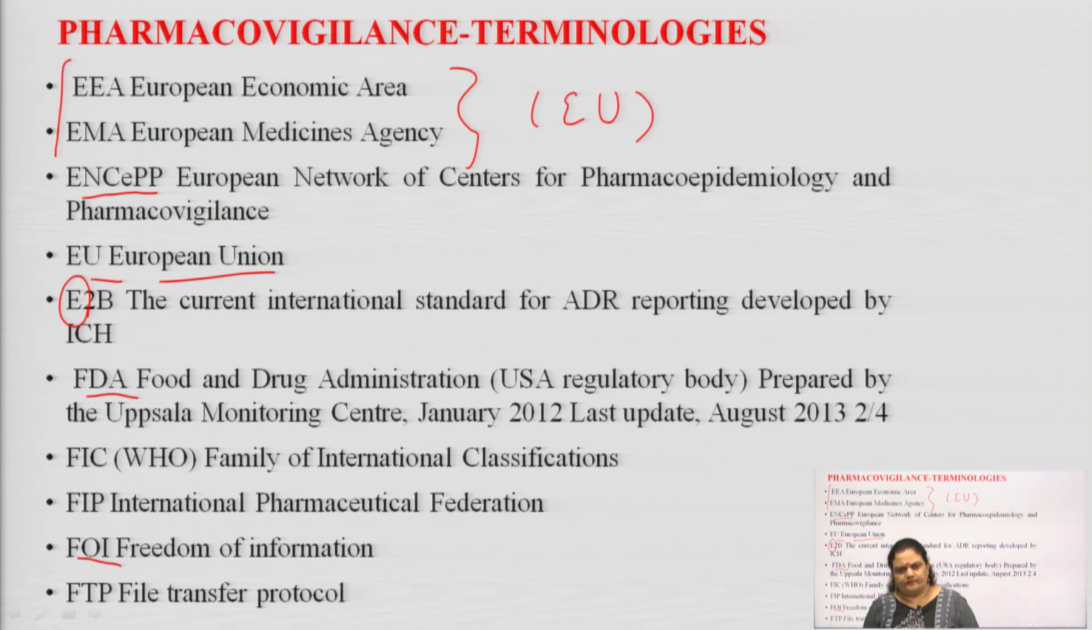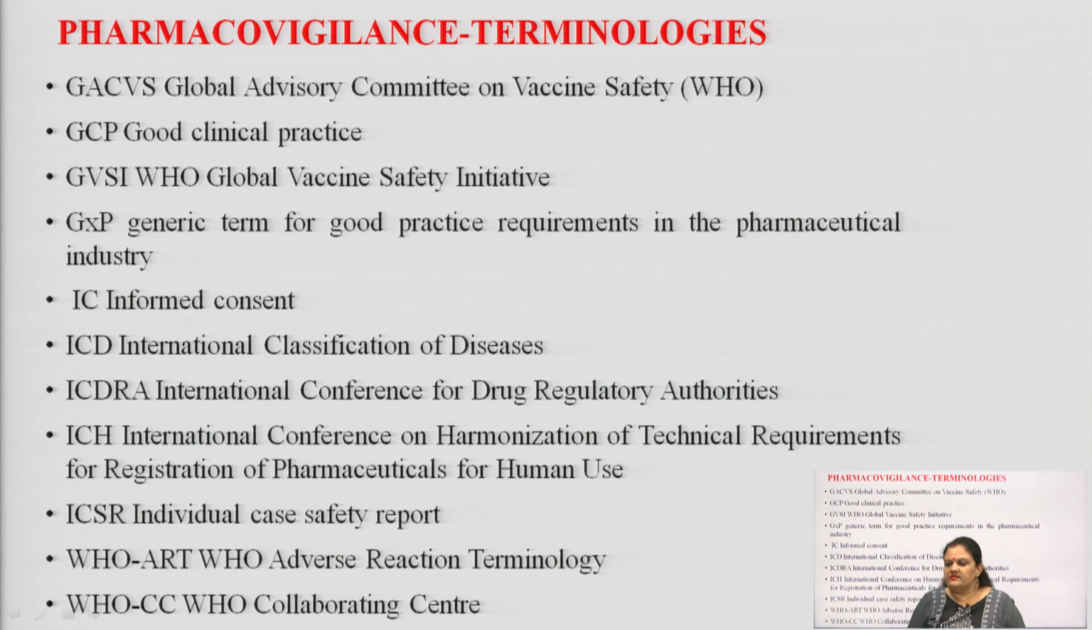We all have to know about what different classes of drugs the physician prescribes for specific diseases. Then FTP, File Transfer Protocol. Next is GACVS, which means Global Advisory Committee on Vaccine Safety. It is given by the WHO. Next is GCP, Good Clinical Practices.